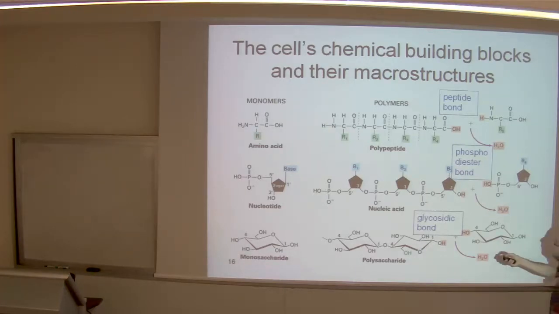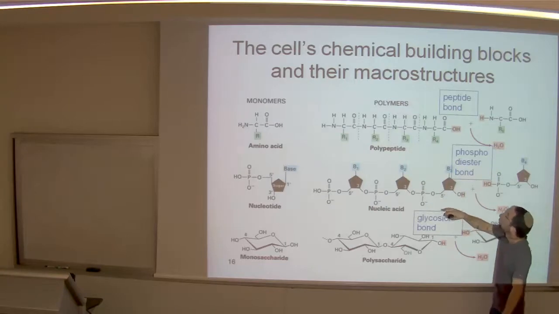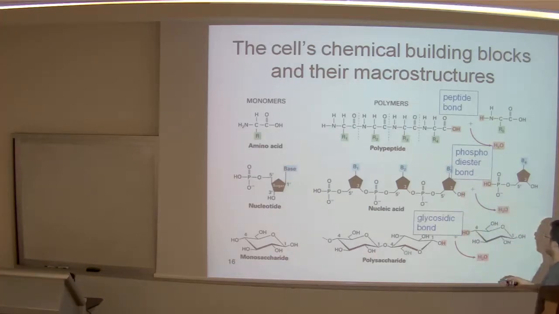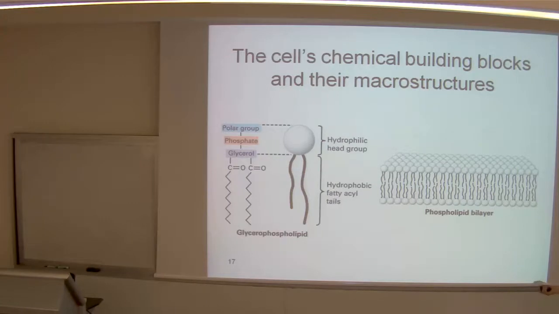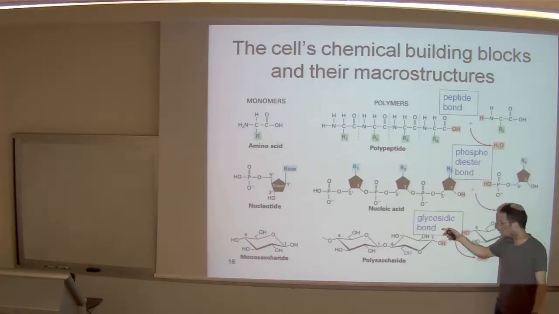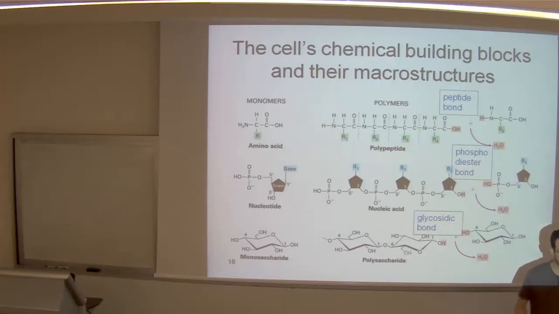And for each of these cases, we have a name for the bond that is being formed. So amino acids are joined together by a peptide bond, because it's a bond that exists in the peptide. Nucleotides are joined together to form RNA and DNA via the phosphodiester bond. This name describes the atoms that participate in it. A diester is through an oxygen bond. And the glycosidic bond joins monosaccharides into polysaccharides, because it's found in sugars, in glycosidic molecules.